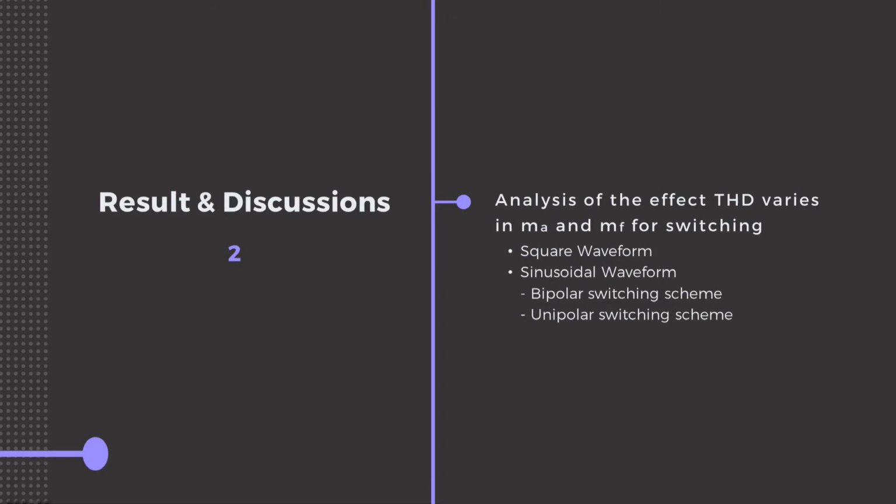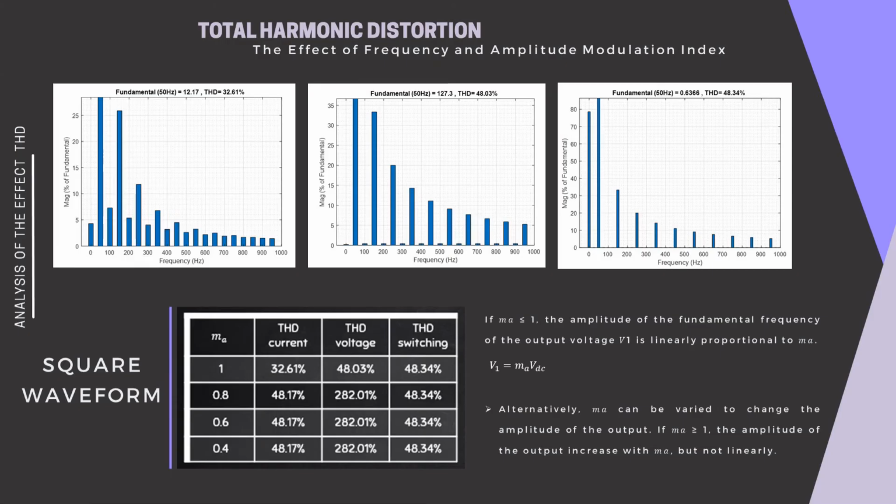The second section of result and discussion is the analysis of the effect of THD varies in MA and MF for switching. In square waveform, the summary of THD in terms of frequency and amplitude modulation index. If MA is less than 1, the amplitude of the fundamental frequency of the output voltage is linearly proportional to MA. Alternatively, MA can be varied to change the amplitude of the output. If MA is more than 1, the amplitude of the output increases with MA but not linearly.